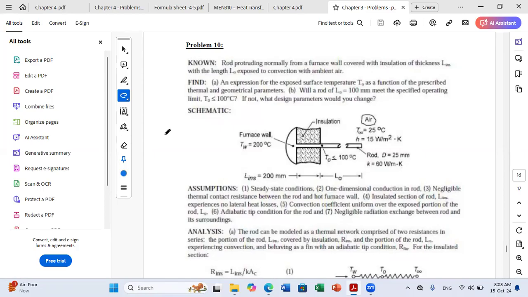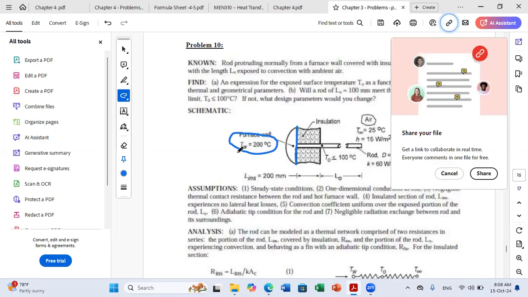And then we will see if a length of 100 millimeters will meet the specified operating limit of T0 smaller than 100 degrees. If not, what are the design parameters that we can change? Okay, so this is a typical design problem. In general, for a furnace, the surface temperature is really high. So you have a wall temperature of 200 degrees, which can burn people. That's why we need to insulate this wall. Plus, we need to evacuate heat as much as possible.